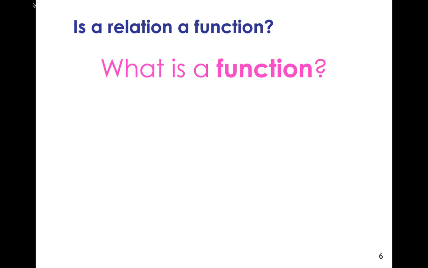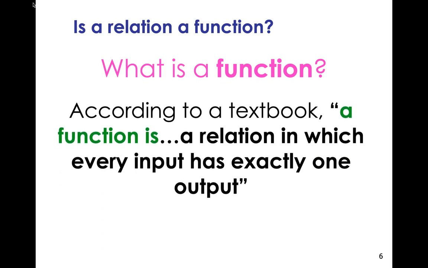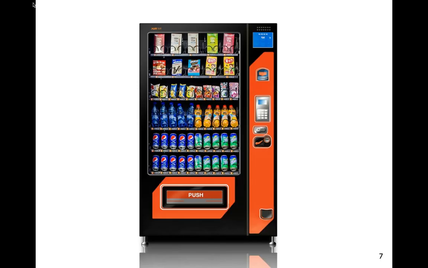Now we need to determine what is a function. So we know what a relation is, but what makes a relation a function? According to a textbook, a function is a relation in which every input has exactly one output. What does that mean? I always like to think of this situation like a vending machine. It's a very basic visual representation of an input and an output.